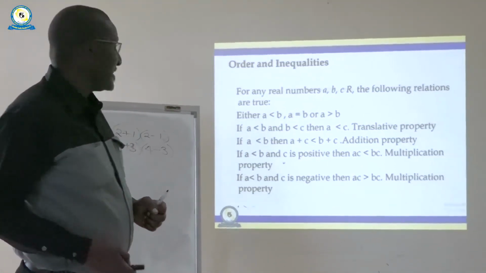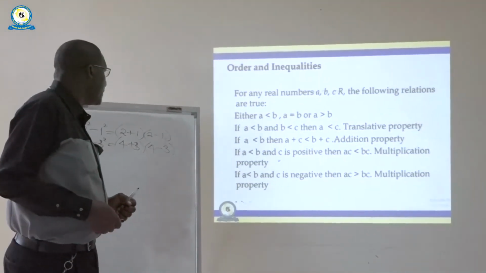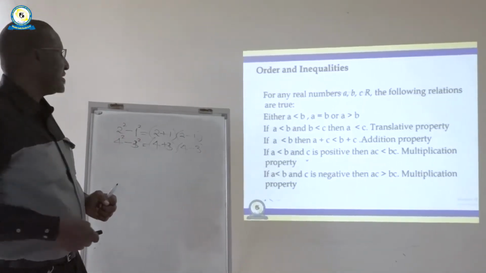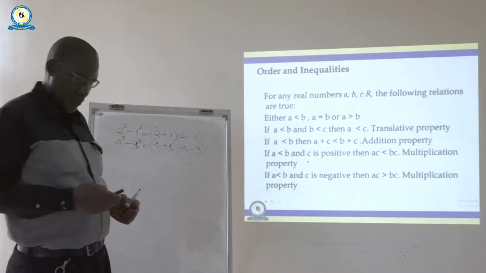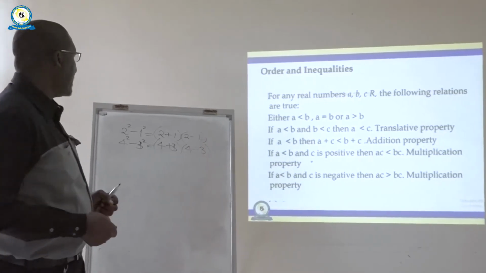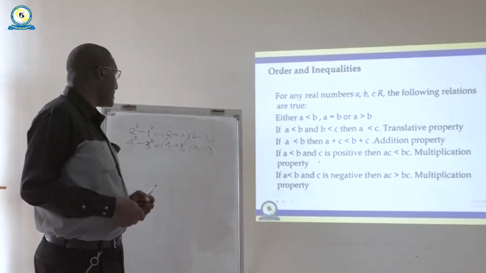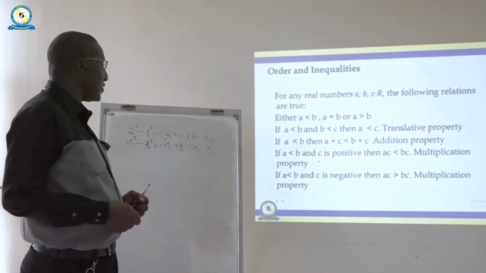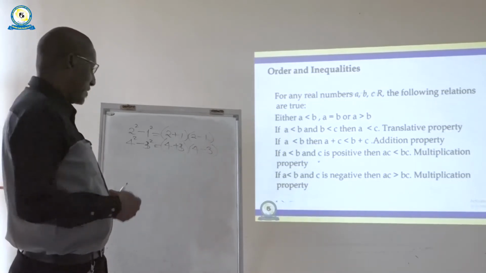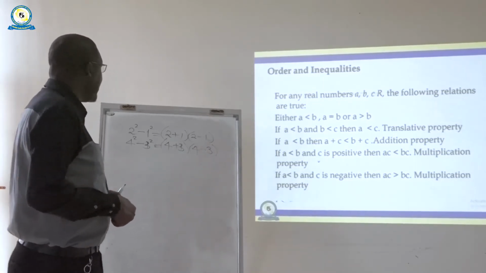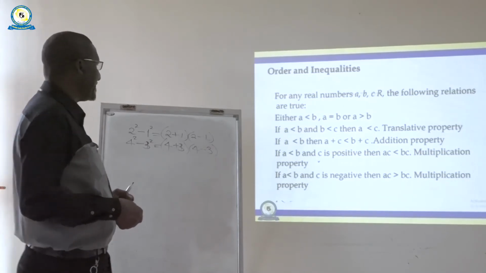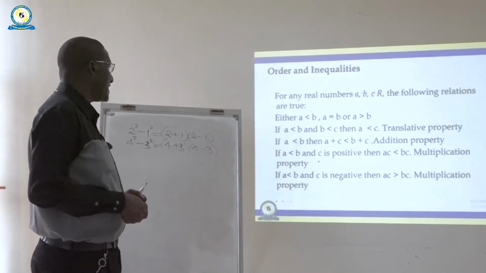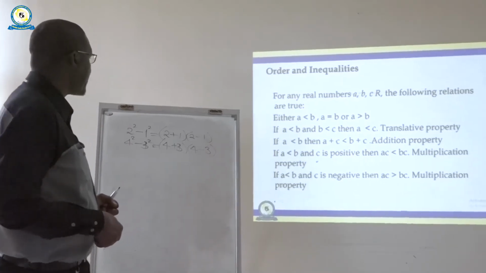Orders and inequalities. For any real numbers a, b, c in R, the following relations are true. Either a is less than b, a is equal to b, or a is greater than b. If a is less than b and b is less than c, then automatically a is less than c. This is the transitive property.